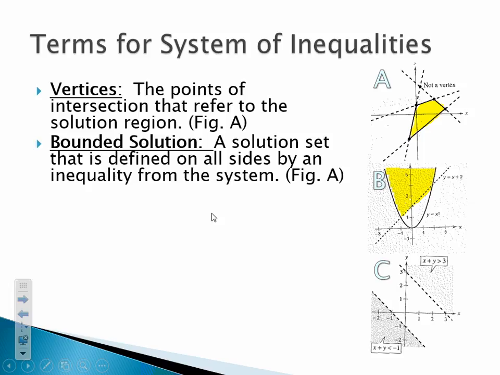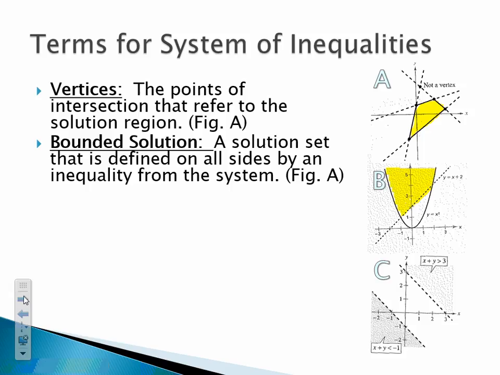The bounded solution is the solution set that's defined by all sides of the inequality. In this problem, we have this bounded solution. All sides of the solution set have a boundary region on them. It's clearly defined, right? So it's everything that's below this line, technically below this line, and above this line. But that's our solution set.